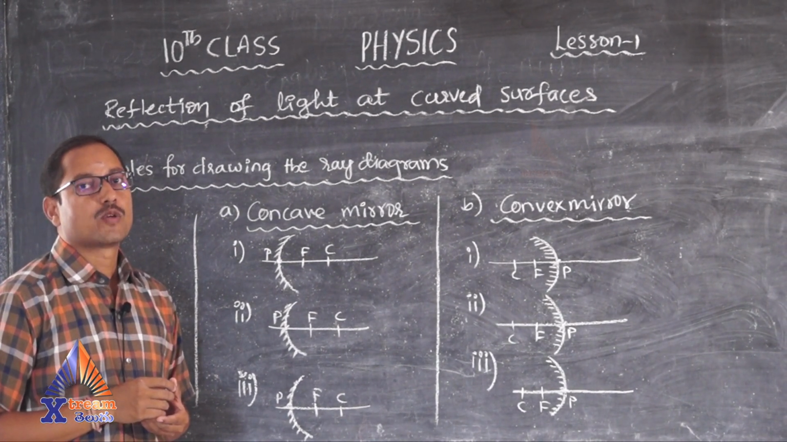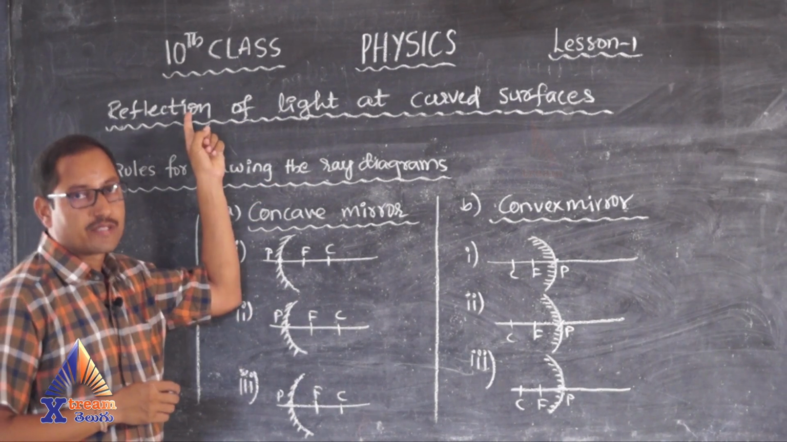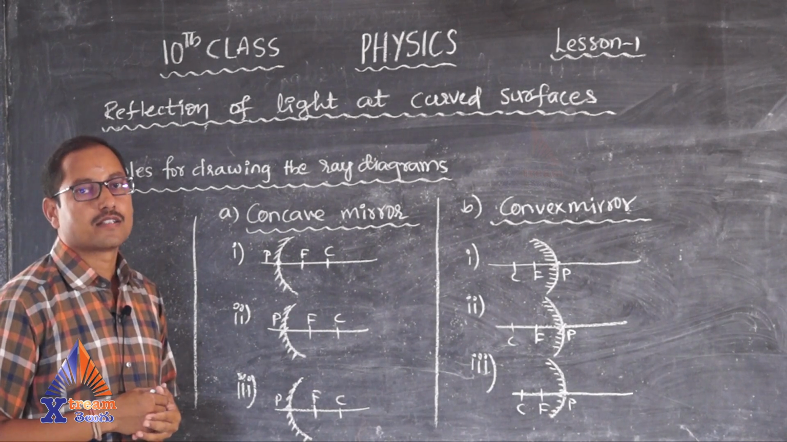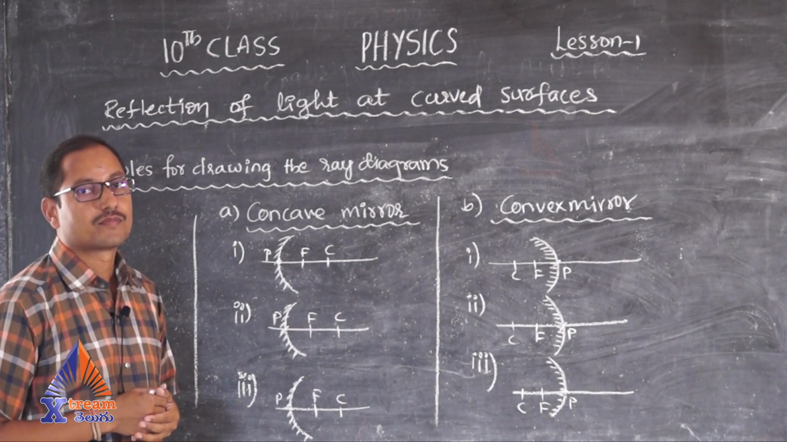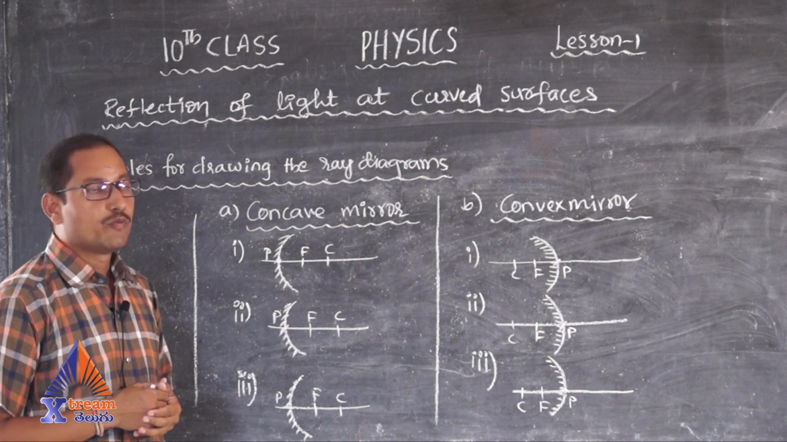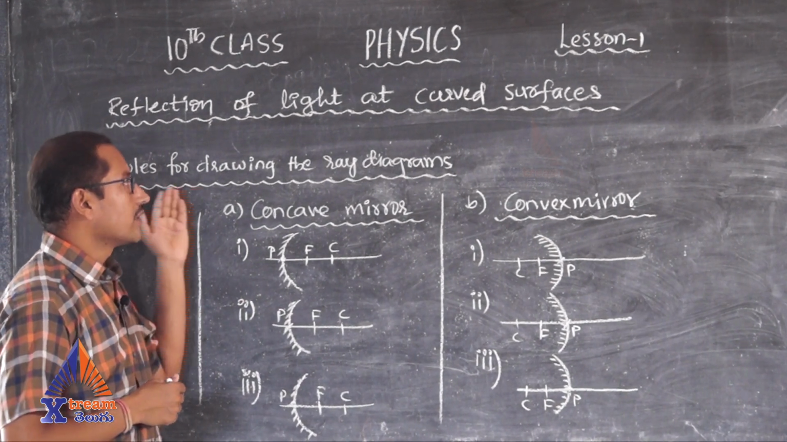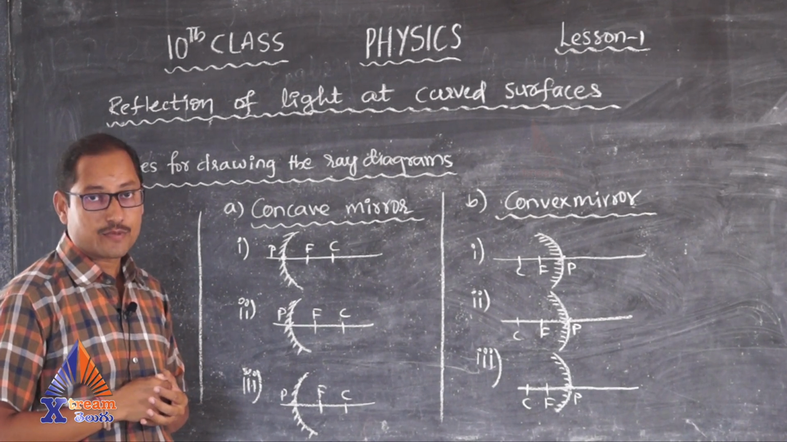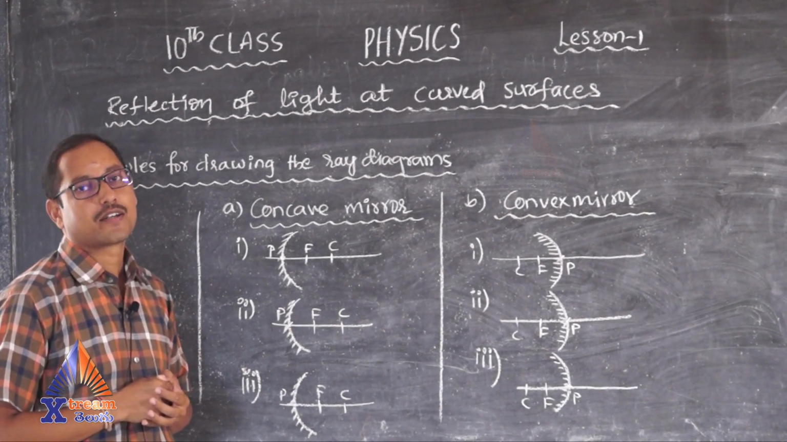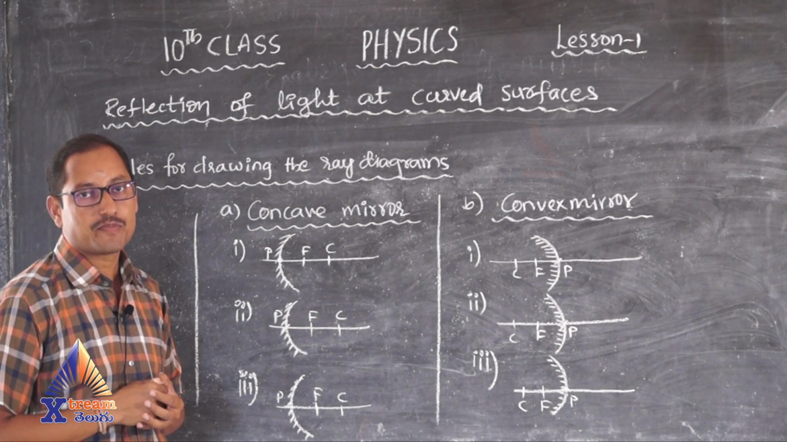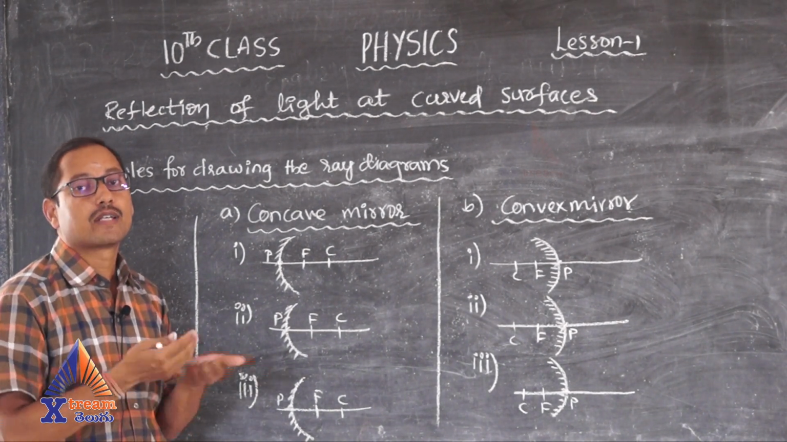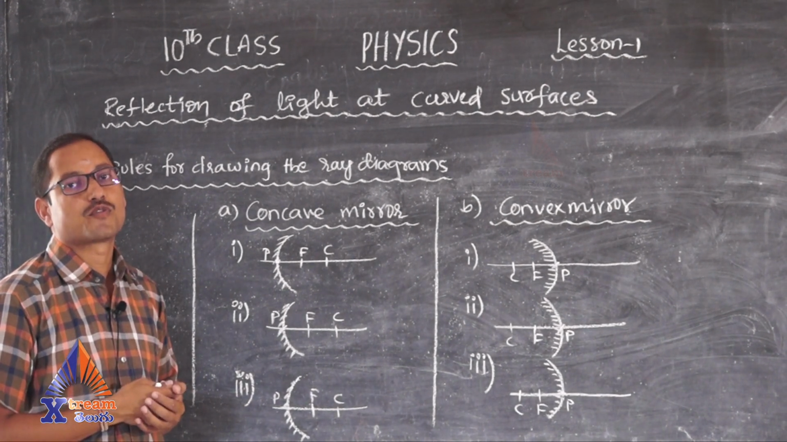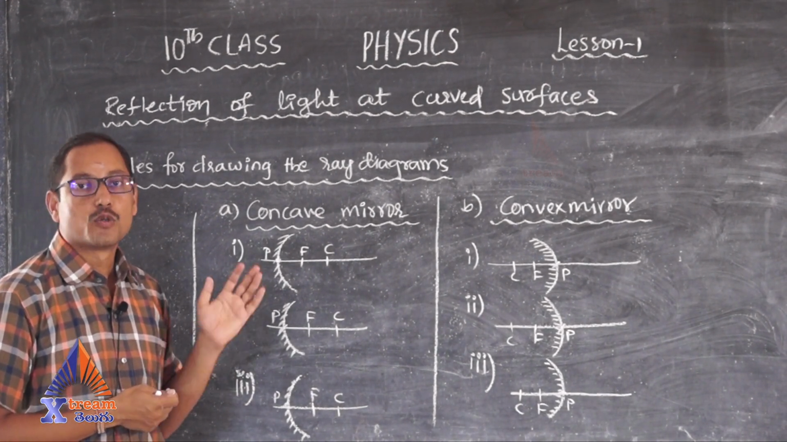Our topic in this video is 10th class physics lesson number 1, that is reflection of light at curved surfaces. Today we are going to see what are the different rules for drawing ray diagrams. Ray diagrams are very important diagrams using which we can understand how image is formed and what is the nature of image formed using a mirror.